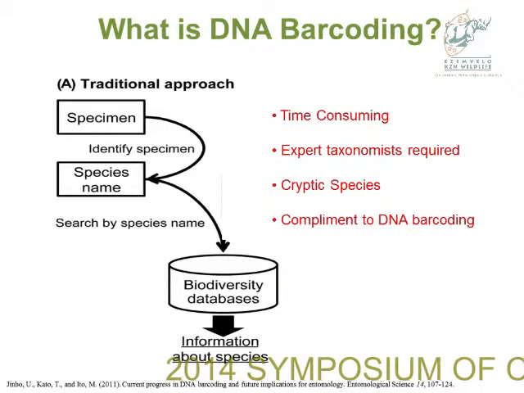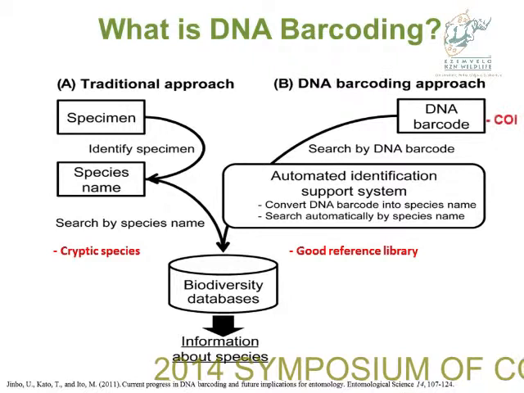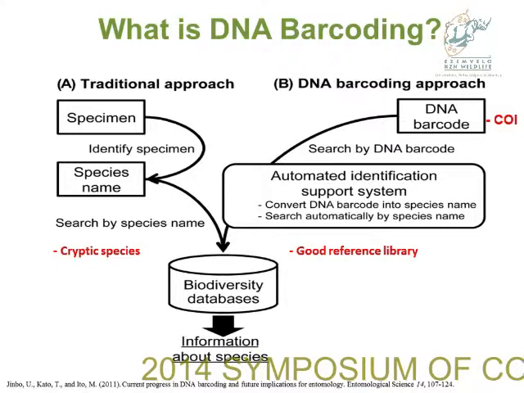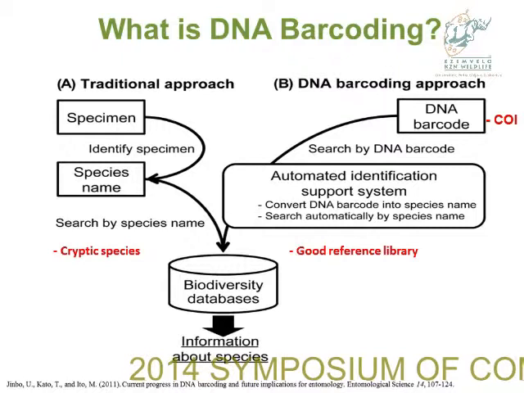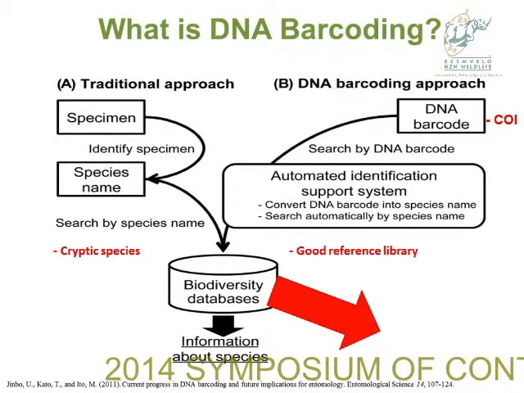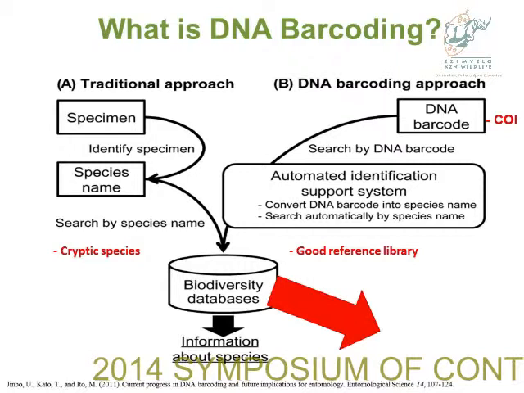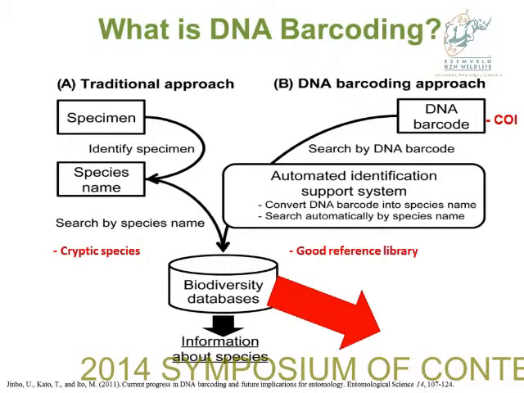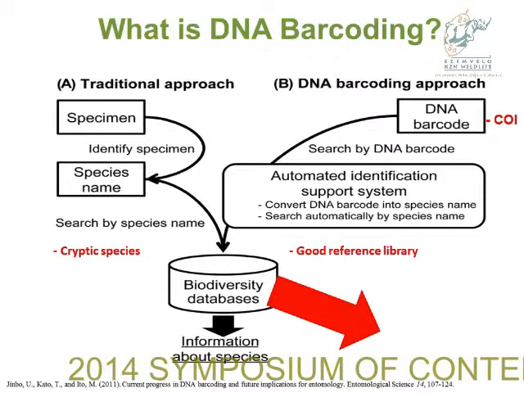DNA barcoding is a relatively new system which provides a rapid, accurate, and automatable species identification. It allows taxonomists to accelerate the time in which they identify species. The DNA barcode used for Hemiptera is CO1. Firstly, specimens are collected, the DNA is extracted and amplified, and sent for sequencing. Once the sequences are retrieved, they can be searched as a DNA barcode against a reference library. So it's an automatable method, which basically converts the DNA barcode into a species name.